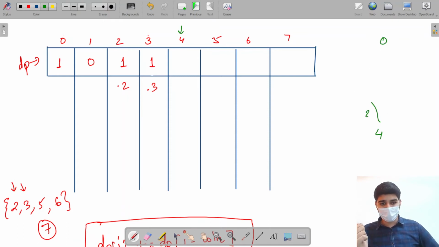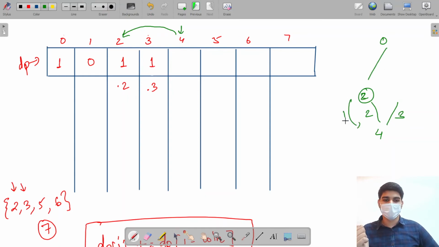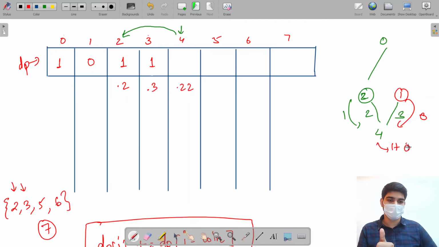I can call for 2, or I can call for 3. If I call for 2, I would reach 2. 2 would say there is one way, that is, if you attach 2 behind all the permutations that I have. So what I would get is 0, 2, 2. There is just one way. If I call for 3, that would land me up on 1. 1 would say there are 0 possible ways, right? So 4 would do 1 plus 0, which would give me 1. So over here, we have just one permutation of making 4.